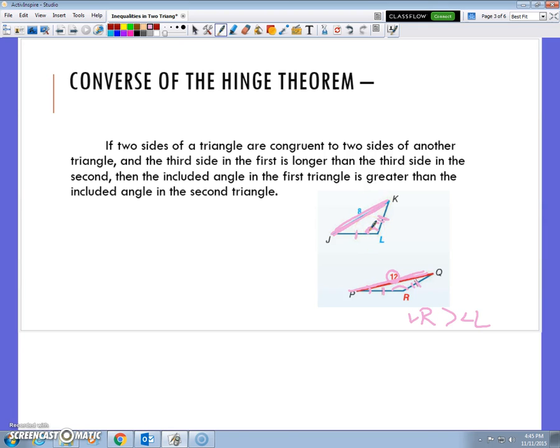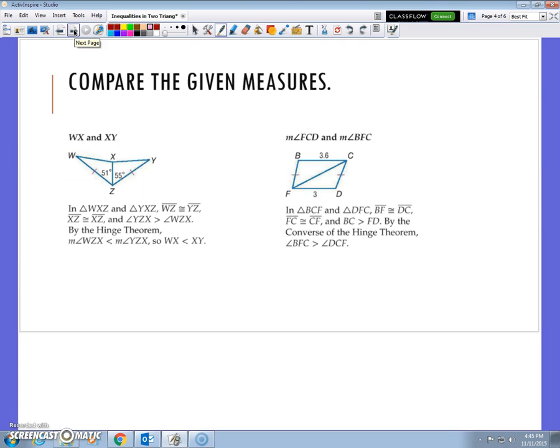All right, so we're going to put this to test here, and I think once we get some examples, it'll make more sense. And I went ahead and typed up the explanation in not so confusing words, hopefully. If I compare WX and XY, and I have this diagram here, what I'm looking for to use the hinge theorem, before I can use it, is to make sure that I have two sides that are equal.